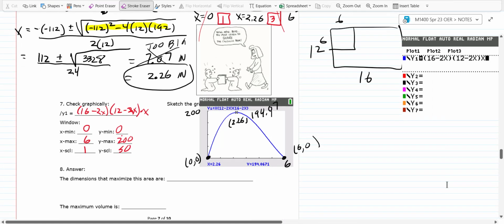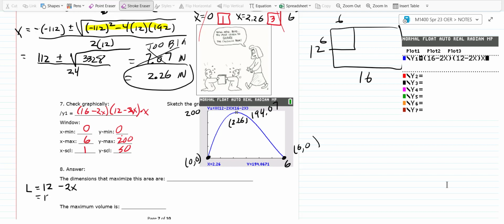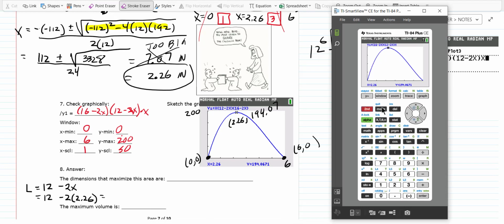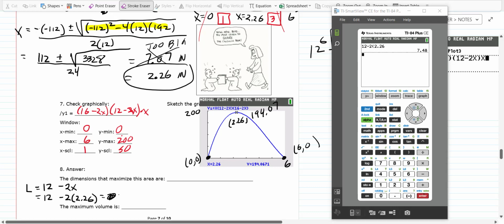Okay, now what we need to do now is just put this together to get our answer. So it's going to go like this. We're going to do the length. The length is 12 minus 2x. So we do 12 minus 2 times 2.26. And that will give what the length of the box is that we're making. So I'll just do that on the calculator here. So 12 minus 2 times parentheses 2.26. That will give 7.48 inches.